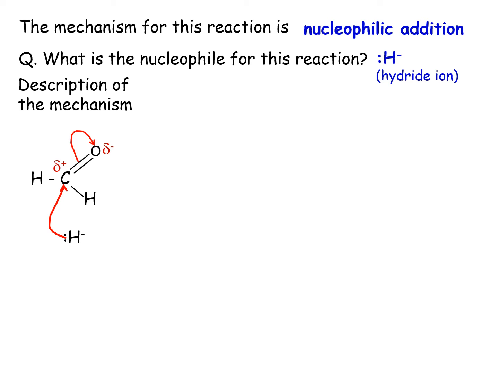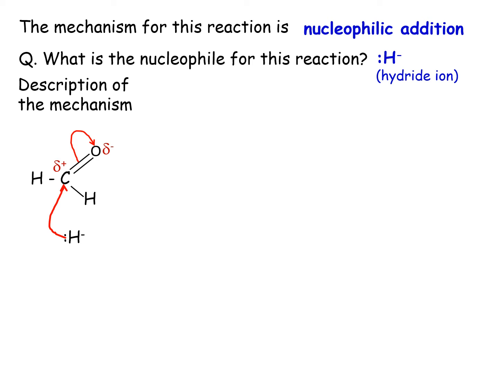Now, if you're asked to describe this mechanism, they're looking for this diagram. But if they did ask you for a worded description, we would say here that the pi bond has broken, not the double bond. Notice the sigma bond isn't breaking, it's just the pi bond. Okay? So that first step of the mechanism involves the dipole and 2 curly arrows.